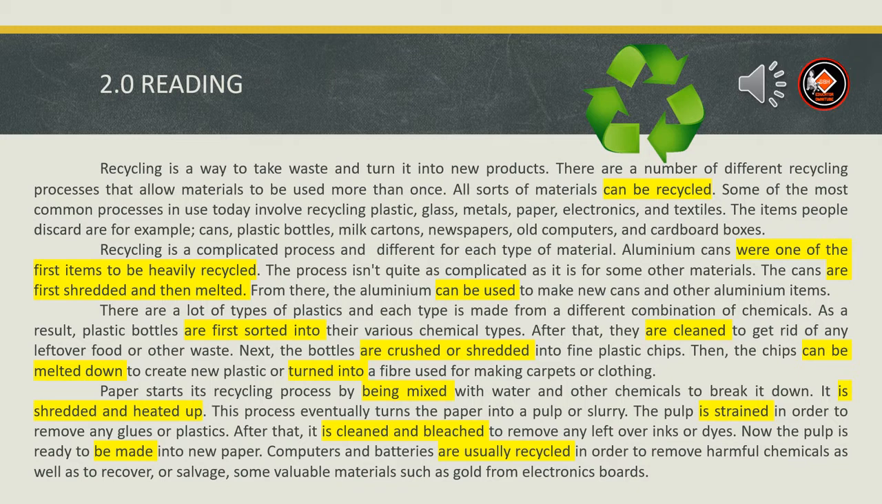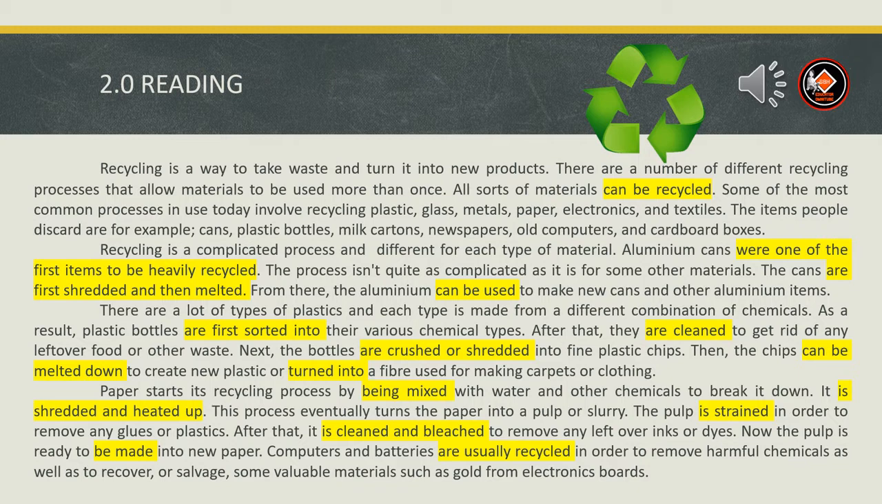The items people discard are, for example, cans, plastic bottles, milk cartons, newspapers, old computers, and cardboard boxes. Recycling is a complicated process and different for each type of material. Aluminium cans were one of the first items to be heavily recycled. The process isn't quite as complicated as it is for some other materials. The cans are first shredded and then melted. From there, the aluminium can be used to make new cans and other aluminium items.